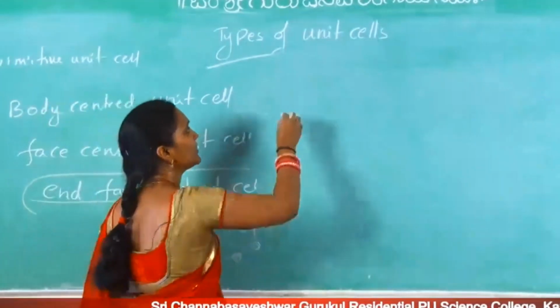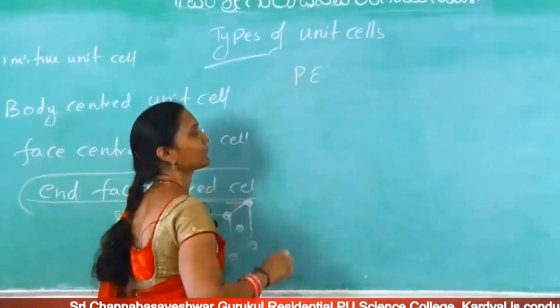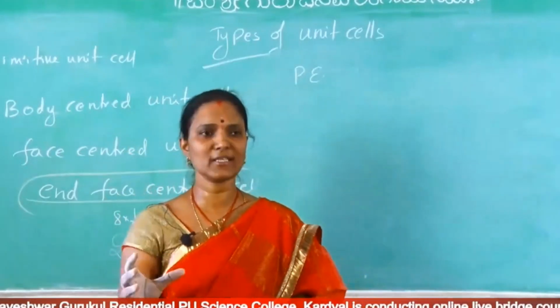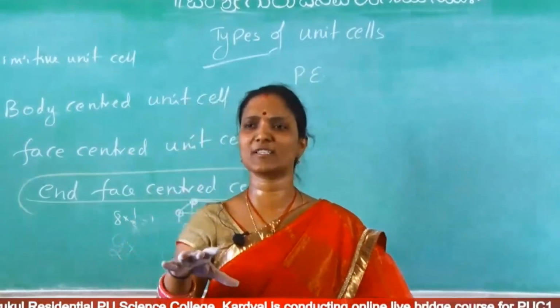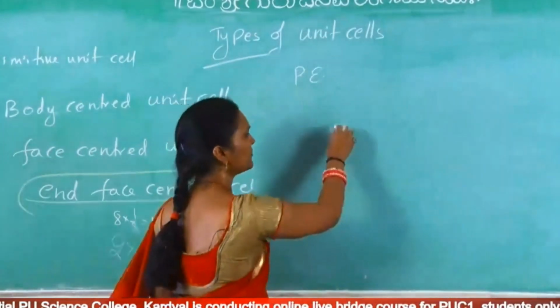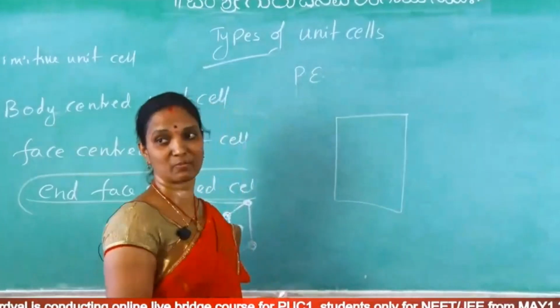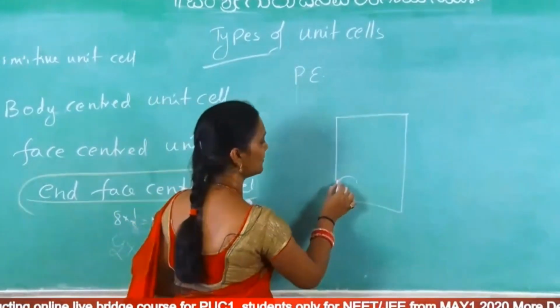Now in primitive, packing efficiency. What is this packing efficiency? One unit cell is there. In that unit cell, particles occupy corners or face centers like that. For example, one box. In this box we placed a Tupperware box. Here we placed laddus.